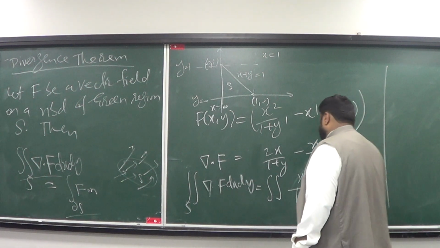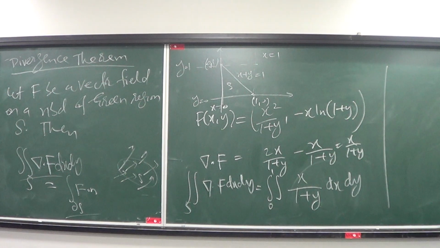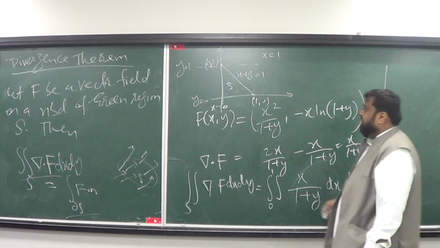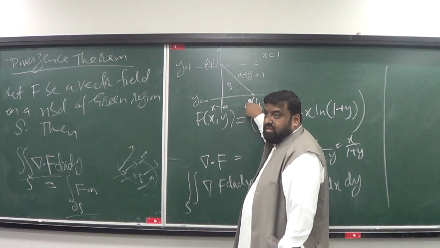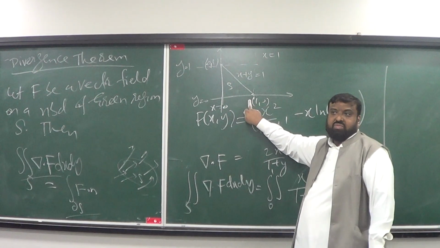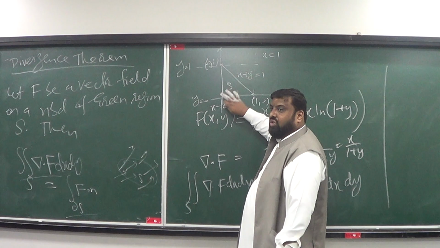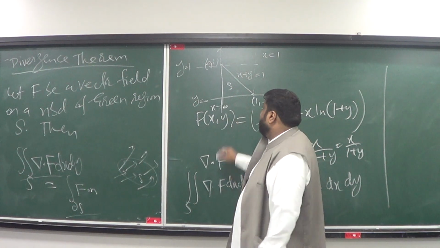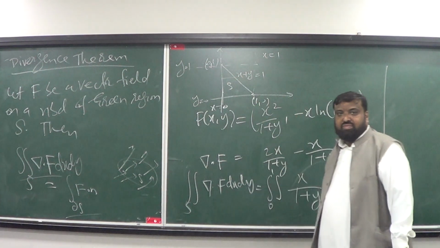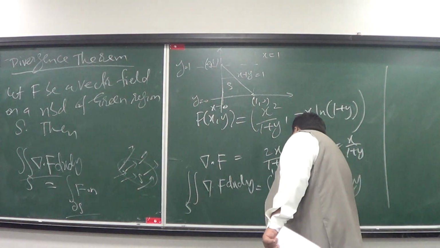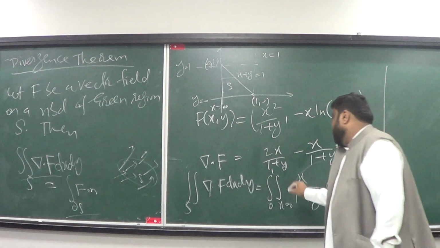For dy, I know I'm between 0 and 1. For x, if I say x is also 0 to 1, then there is a trouble, because it will be a square. I'm not talking about a square, I'm only talking about the triangle. So x goes from 0 to this line always. The line equation is x plus y equal to 1. So what is the value of x on this line? x is 1 minus y.